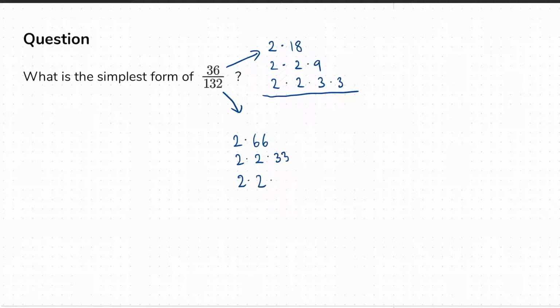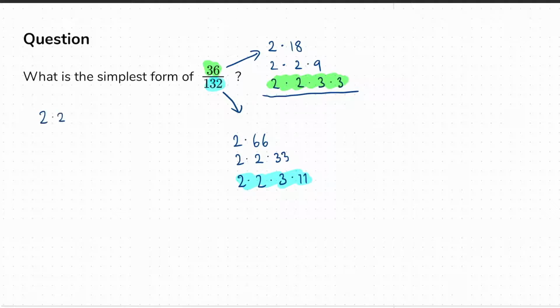33, well, 3 goes into it. 3 goes into 30 10 times. It goes into 33 11 times. And 11 is a prime number. So I'm done. Right? I've got my prime factorization of these two numbers here. And I just use really simple division for this. Really simple division. So let's put this all together.